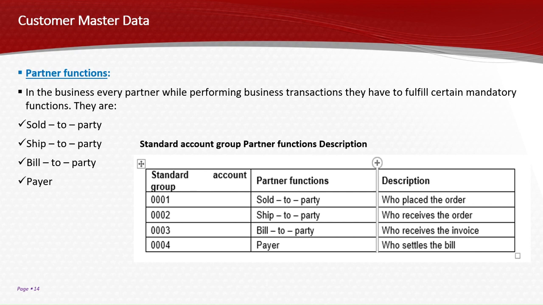Okay. So generally there are 4 standard partner functions, which are sold-to party, ship-to party, bill-to party, and payer. First one is the sold-to party. Sold-to party means who placed the order. Ship-to party means who receives the order. Bill-to party means who receives the invoice. And payer means who settles the bill.